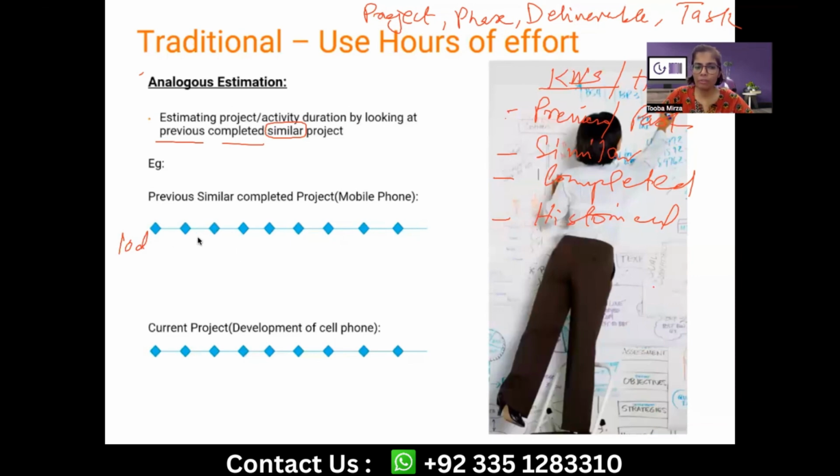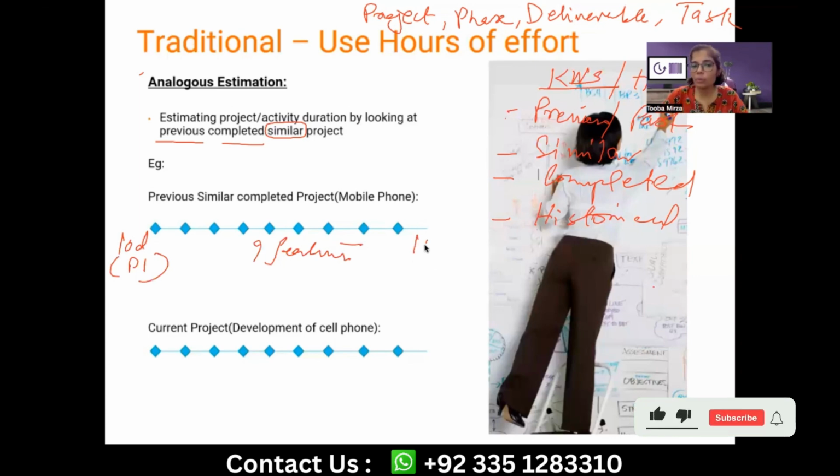For instance, how many features? 1, 2, 3, 4, 5, 6. These are the different features in that project, 9 features. And the actualized data tells you that this is a plan, and actually the team took 15 days to complete these 9 features and to deliver the project to the customer.